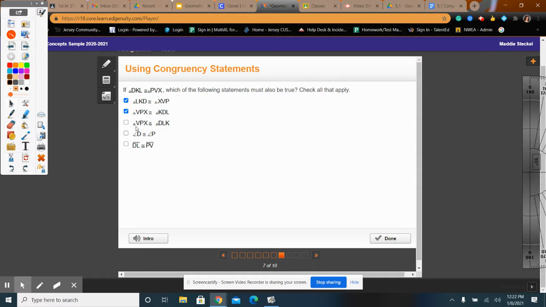I'm not even going to check the next one because we already know that VPX has to match this way. Does D match with P? D is first, P is first. And DL is first and last. PV is first and second. So that can't be it.